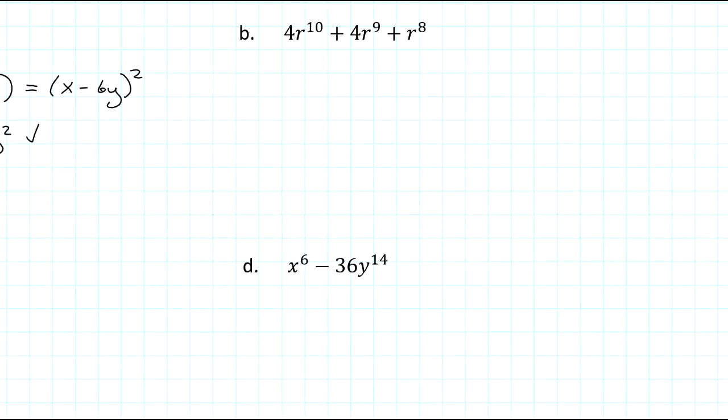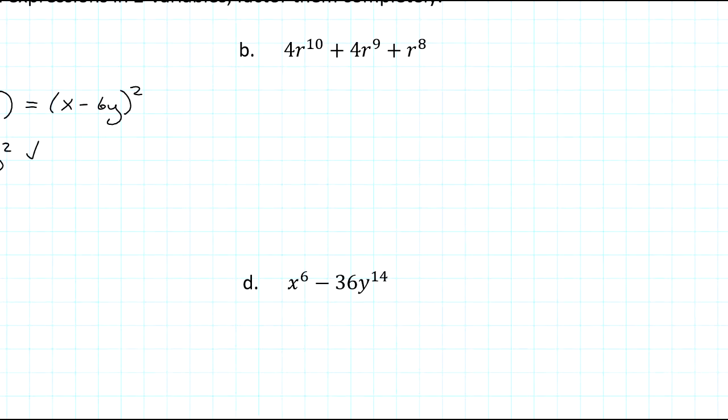Let's try this next one. We have 4r to the 10th plus 4r to the 9th plus r to the 8th. And here, first thing I see is that r to the 8th can be pulled out of all of these. If I pull out that r to the 8th, I'm left with 4r squared. Right, I've pulled 8 out, so there's only 2 left in that first term, plus 4r. I had 4r to the 9th, so I took out 8 of those, only 1 left. And then if I factor out an r to the 8th from r to the 8th, I'm left with just a 1.